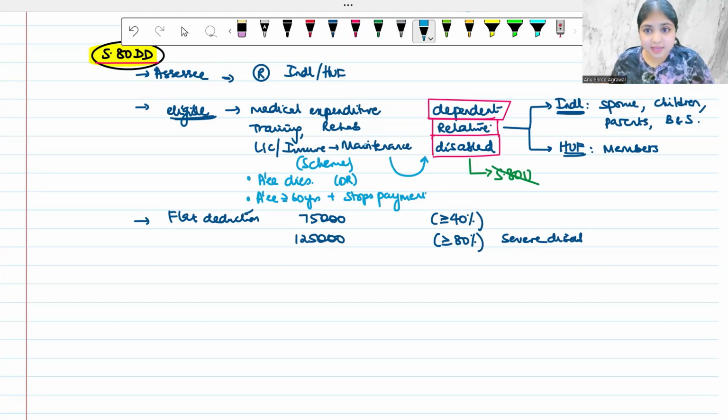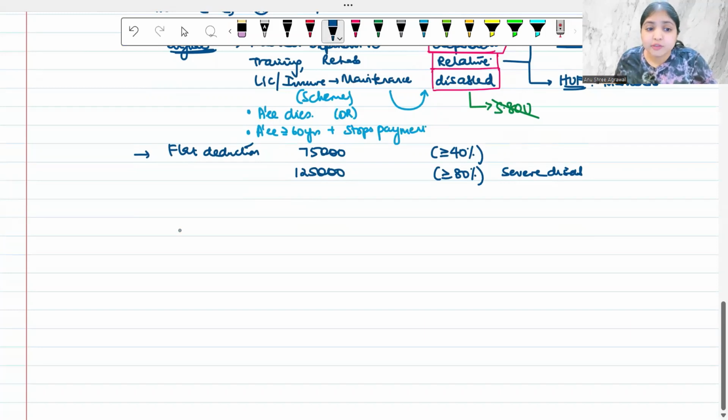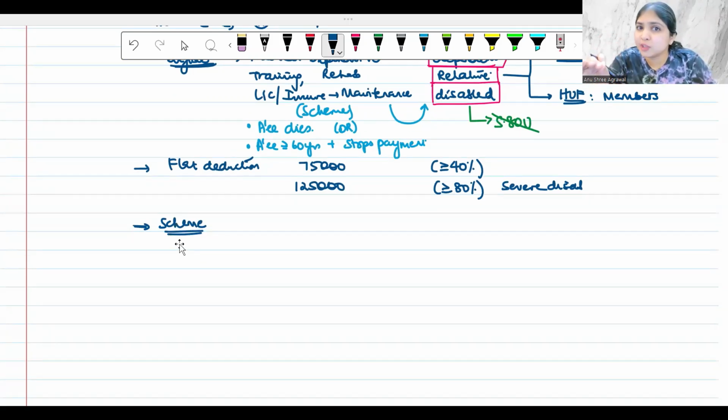Did you understand this? As long as the assessee is alive, the assessee will keep making contributions to the scheme. Once the assessee dies, or once the assessee reaches at least 60 years of age and stops making payment to the scheme, then the scheme will release money for the maintenance of the dependent disabled relative. Now listen, we're continuing with the scheme discussion. When is the scheme supposed to release money? Only upon the death of the assessee or only after the assessee reaches at least 60 years of age and stops making payment to the scheme, guys.